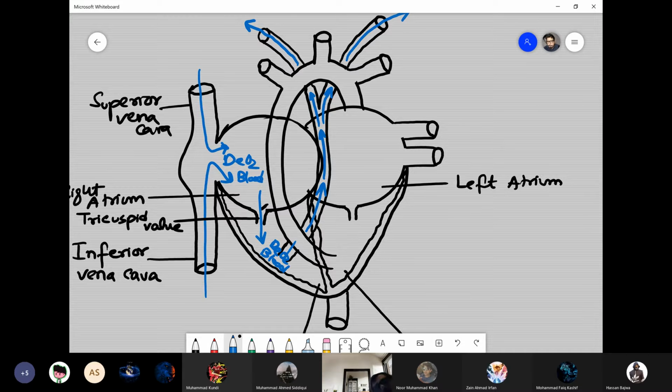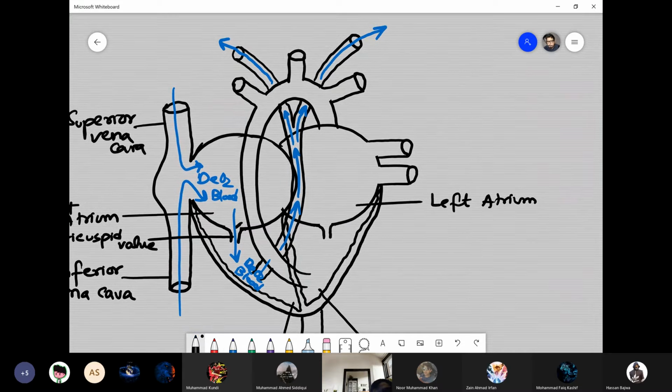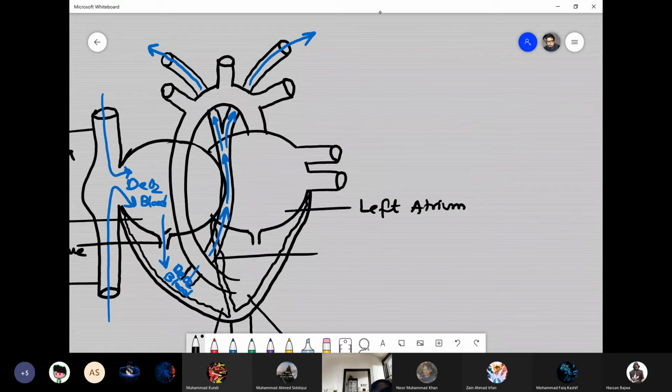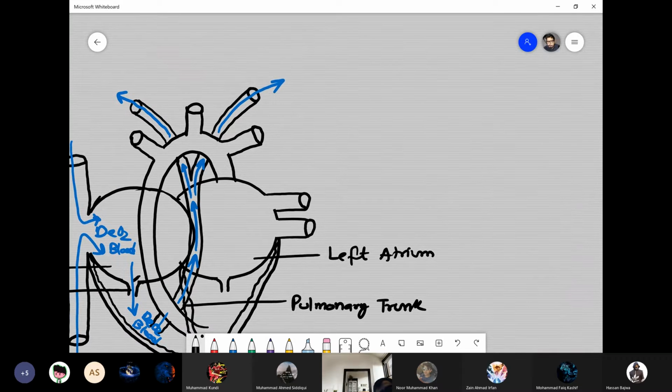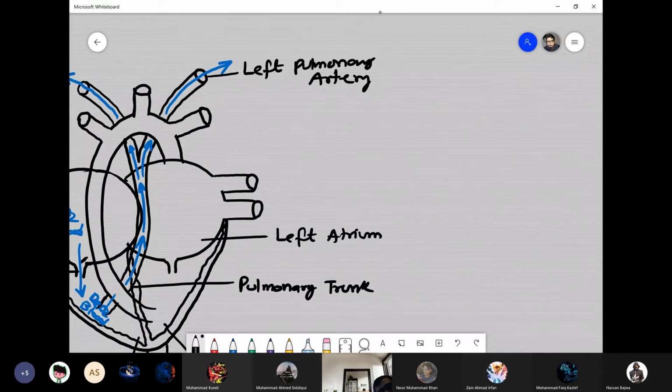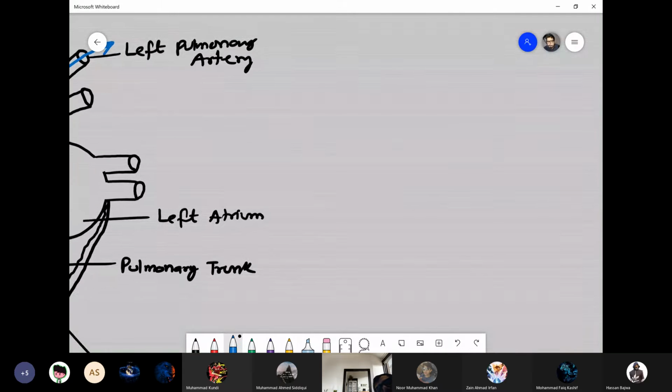Now, then what will happen? This blood vessel in which the blood entered is called the pulmonary trunk. Then, boys, what did I tell you? This pulmonary trunk goes up and it divides into two blood vessels. Now this blood vessel is called the left pulmonary artery. This left pulmonary artery will take the deoxygenated blood to the left lung.